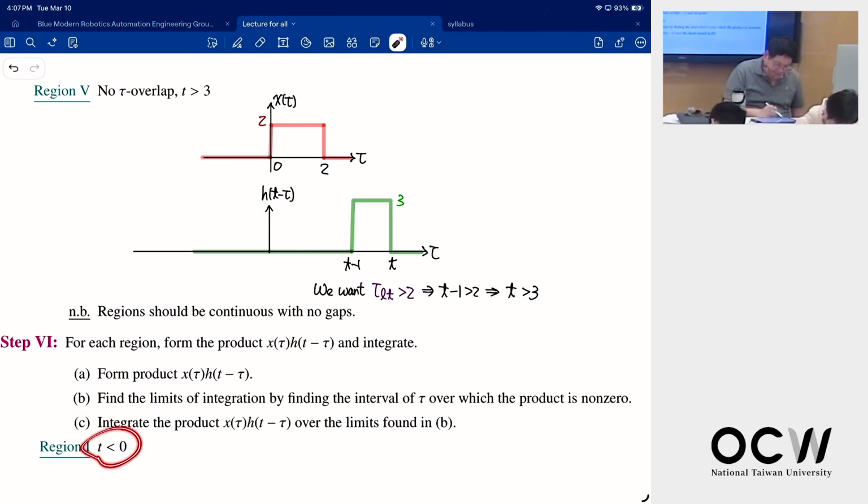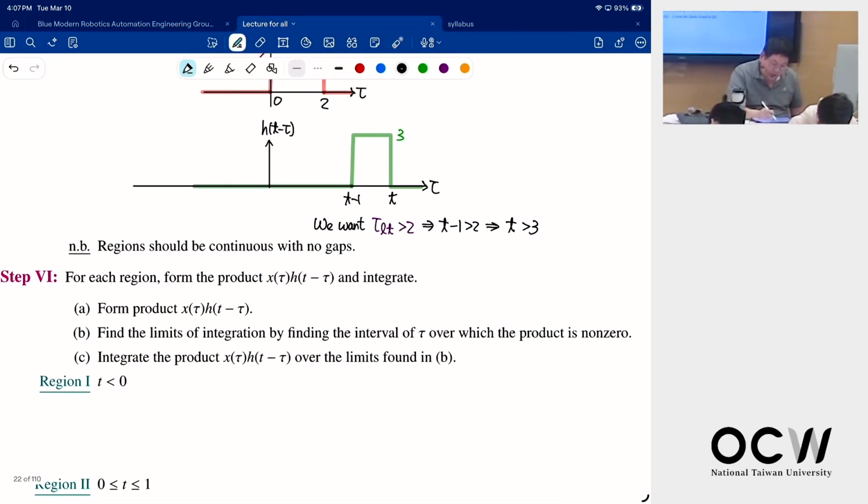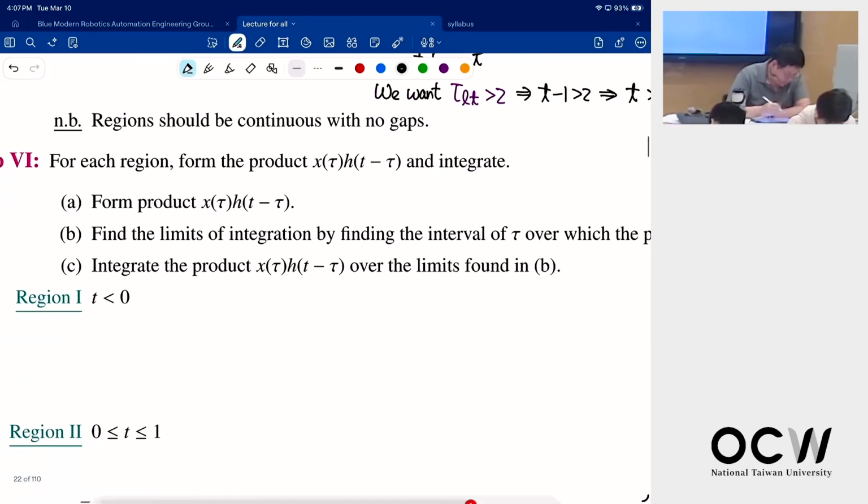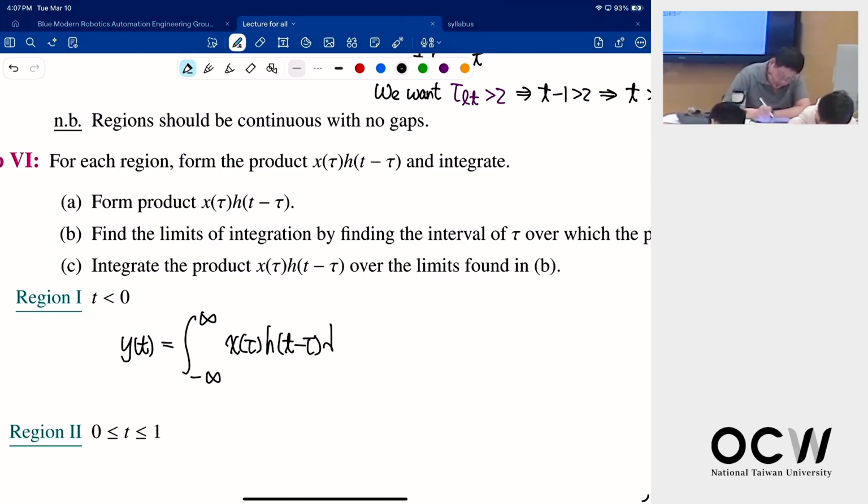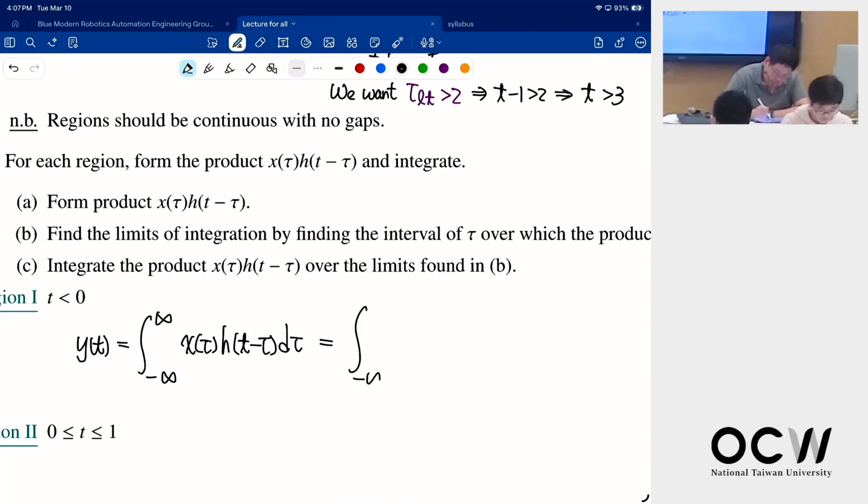So for example, when t is less than 0, your product is y equals x tau h t minus tau d tau. Your product is 0, right? Because there's no overlap. So here is 0 d tau. That's 0, for all t less than 0.